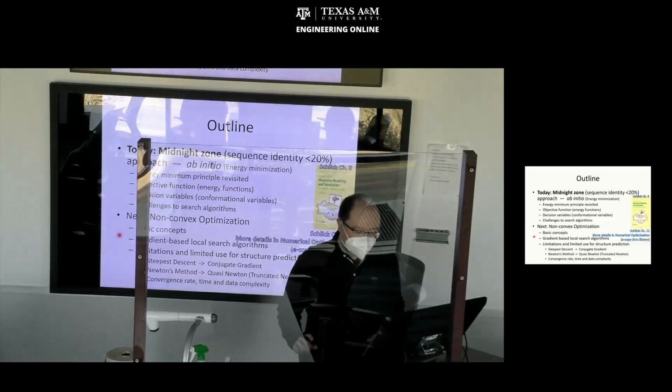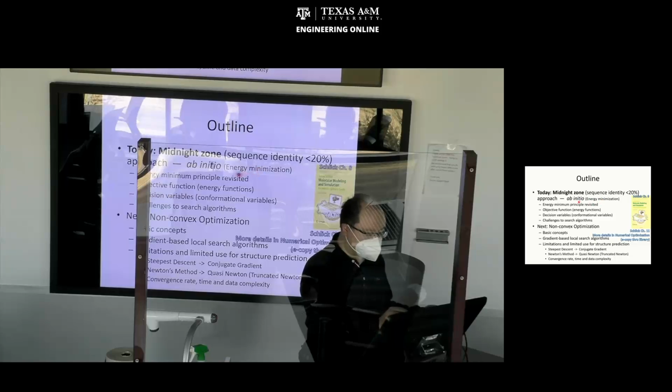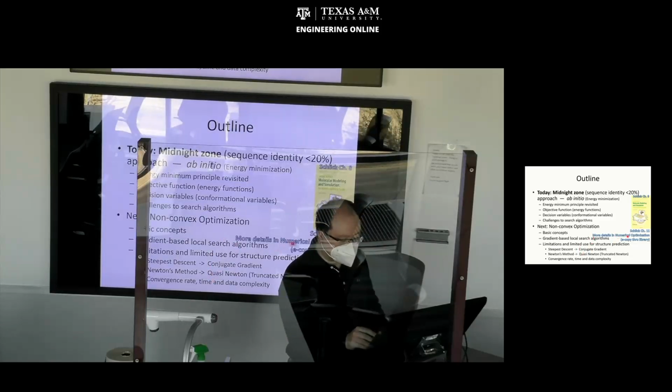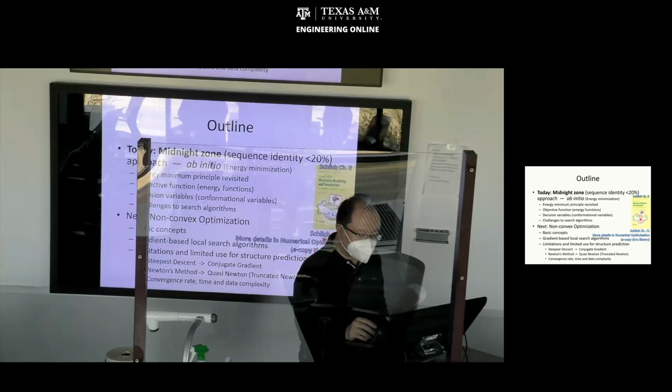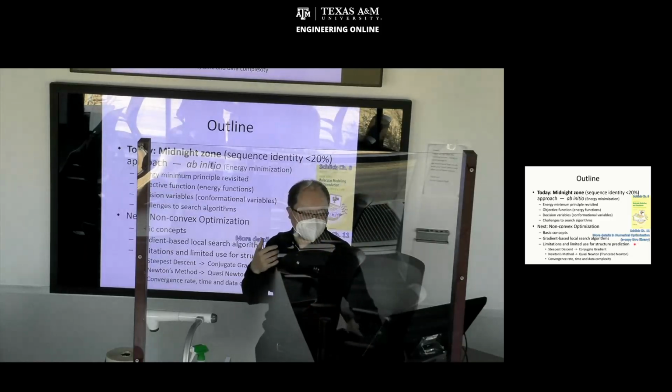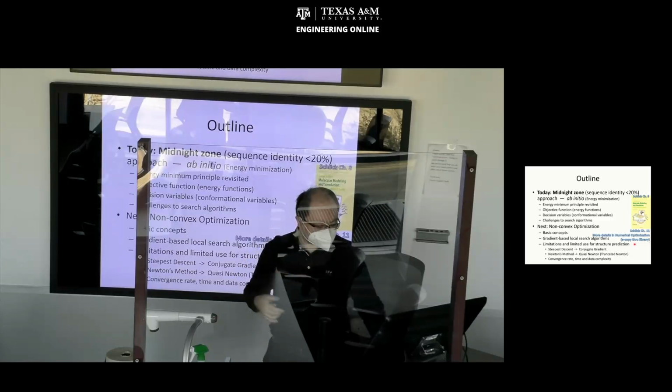All right, today's contents, the twilight zone, ab initio methods, meaning starting from scratch, you can find in Thomas Schlick's chapter 8. You can also find some details about the non-convex optimization algorithms I'm going to talk about on Thursday in this book called Numerical Optimization. Again, both books can be accessed through the library. We have a library interface. You can browse the electronic copy freely, okay?